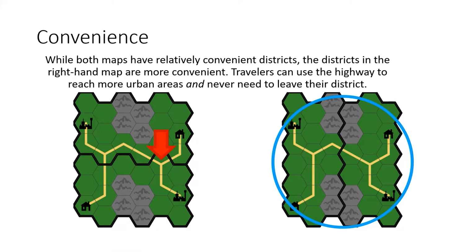So travelers can use that highway to reach the urban areas and still never have to leave the district on the right side. So again, there's kind of levels of convenience as well. It still might be possible to travel through the areas where there's back roads, but a highway is much more convenient, and that's something you should keep in mind.